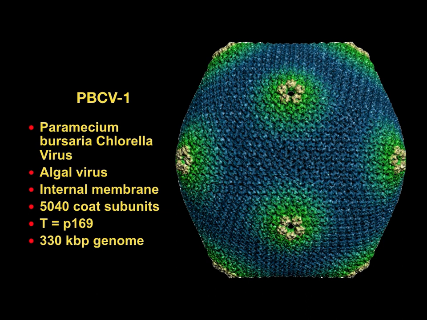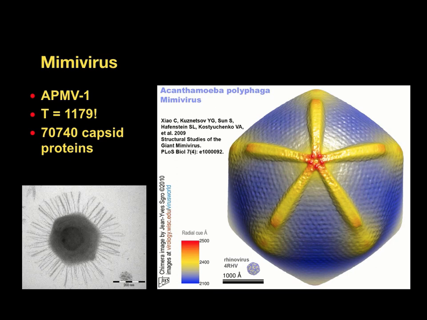This one has 5,040 different subunits. I mean, they are not all different, sorry. But some of them are, and that's why there is a P here. And then we have mimivirus, a ginormous virus. This one is Acanthamoeba polyphaga mimivirus, and the T number is 1,179. So if you multiply that by 60, you get more than 70,000 subunits that are going to arrange to form this capsid.